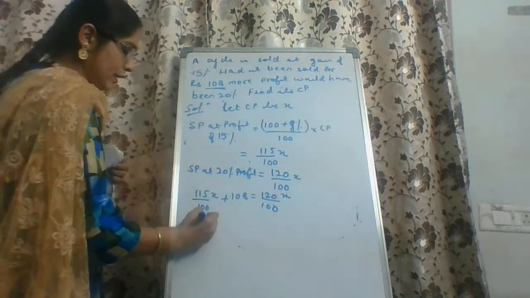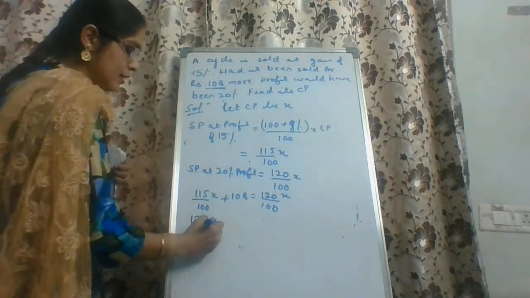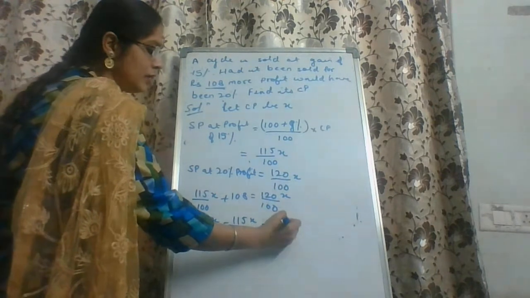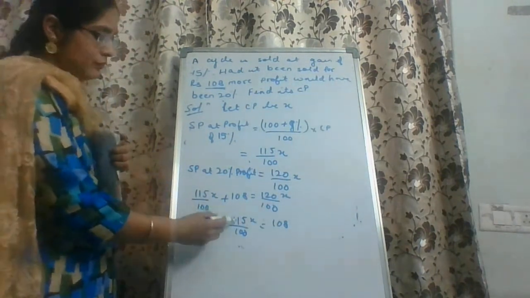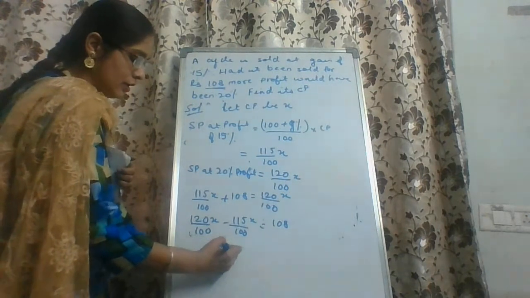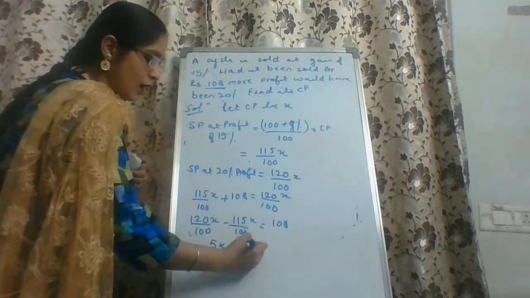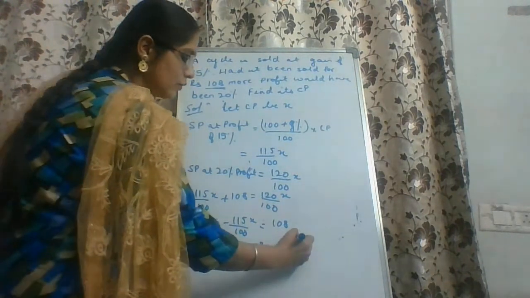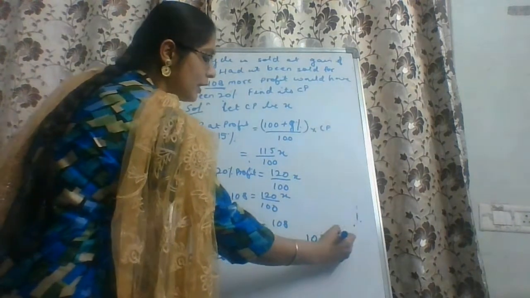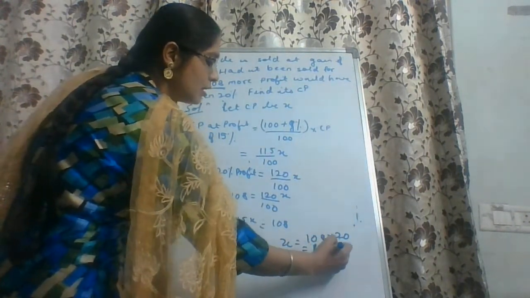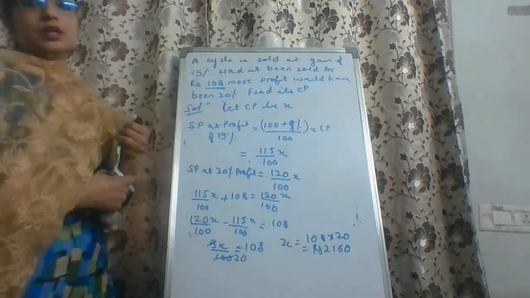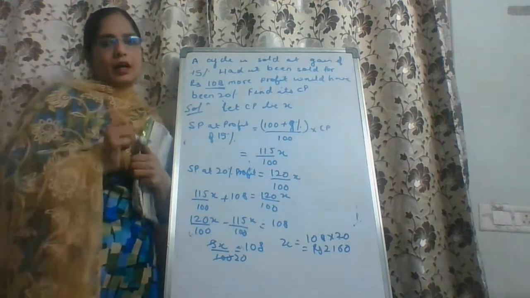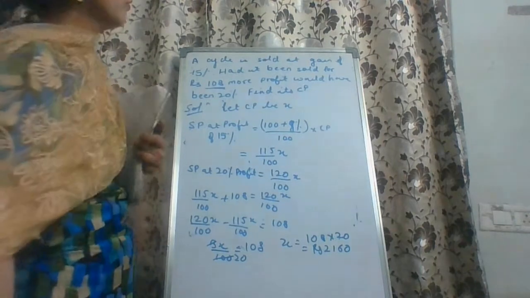We get this as 120x upon 100 minus 115x upon 100 is equal to 108. That means 5x upon 100 is equal to 108. Let us simplify this. It is 20 times. So x is equal to 108 multiplied by 20, which is equal to rupees 2160. So the cost price is 2160. Let us solve one more question, children.